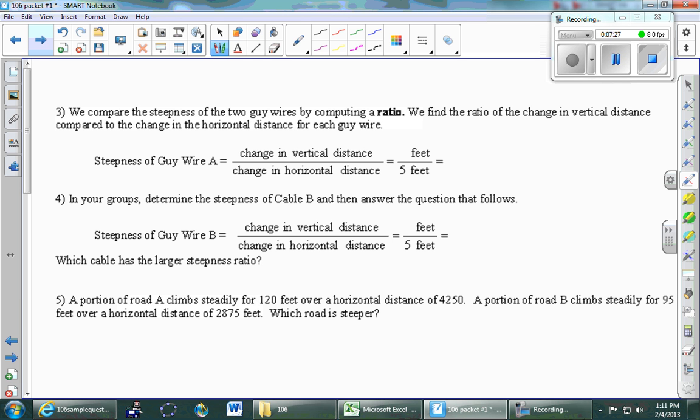Okay, so the steepness of guy wire A we are defining right now. It's a change in vertical distance over change in horizontal distance. We're going to use that definition for steepness the whole semester. So it's not going to change. It is always change in vertical over change in horizontal. So the change in the vertical for guy wire A was how much? How much was the vertical change? It was 10 feet. And divide that by the horizontal change, which was 5 feet. And we end up getting 2 over 1, if you want to write it as a fraction. And that's it.